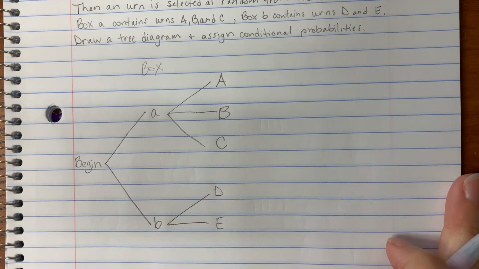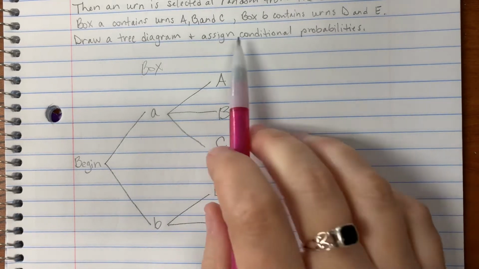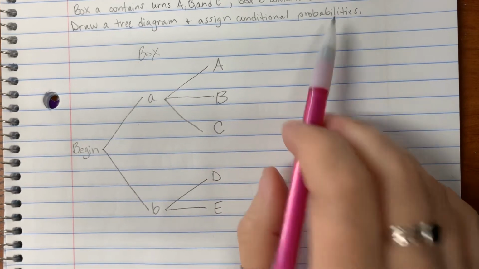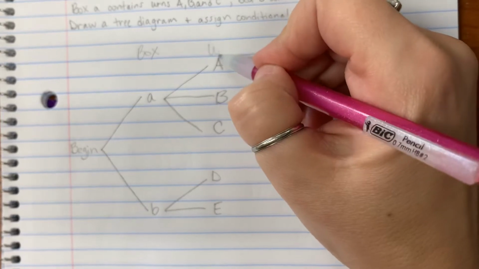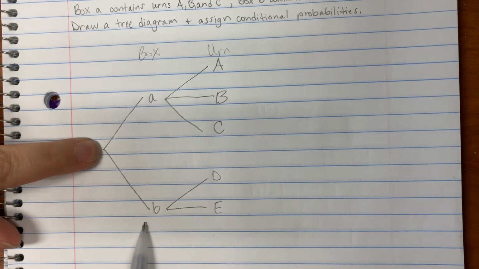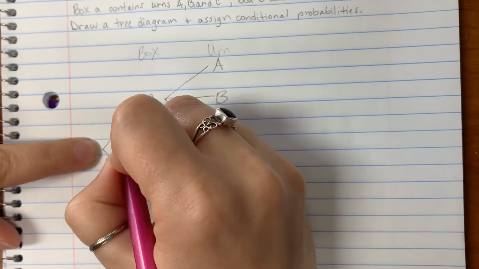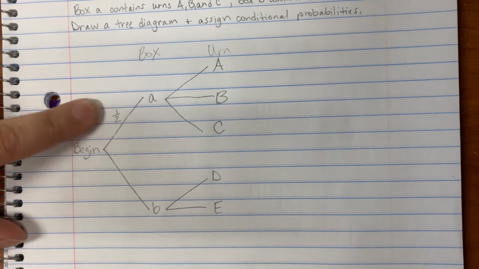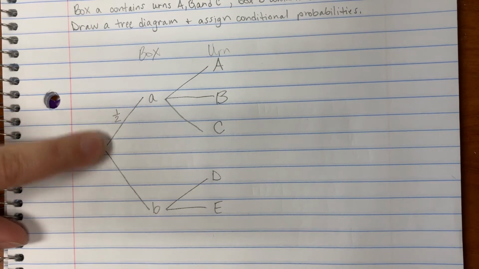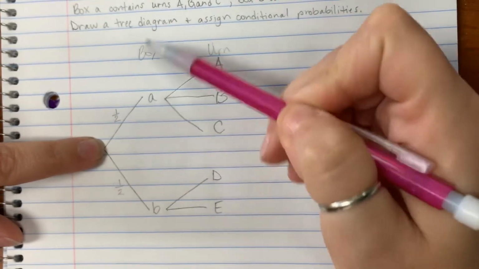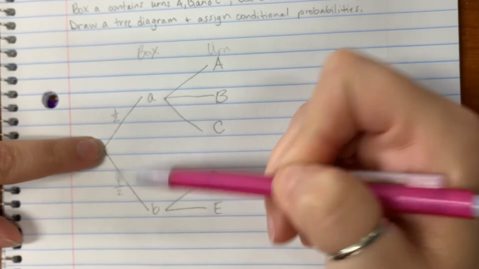I've done that part. Now they're asking me to assign conditional probabilities to those. So then you just have to think about what's the probability that each of these things is going to happen. So the probability that I would pick box A over box B is 1 chance out of 2, right? Because there's only 1 box A and there's 2 boxes total. So that means this one is also 1 out of 2. So total in this sub-experiment, that should equal 1.